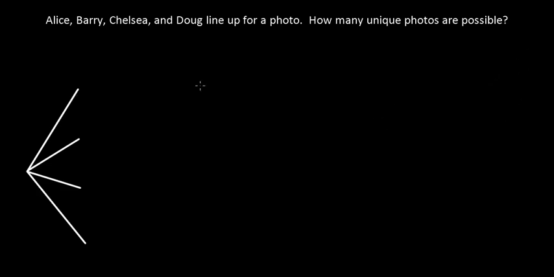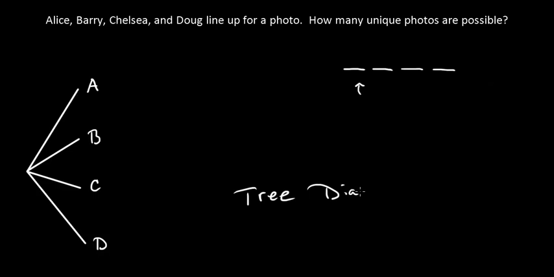So if we have four people standing in a line, you can think of it as four spaces, and we have to pick who's going to stand in that leftmost position. So of course, what are our choices? Well, we could either have Alice stand in that position, Barry, Chelsea, or Doug. And I should add, what we're filling in here is called a tree diagram, which is really useful in counting, at least in the early stages.